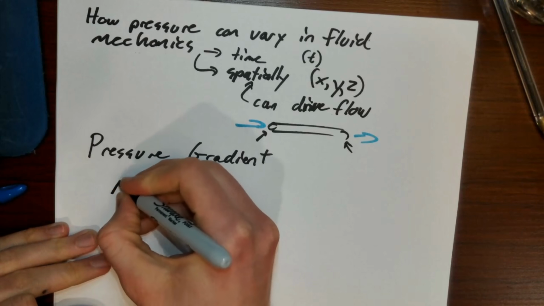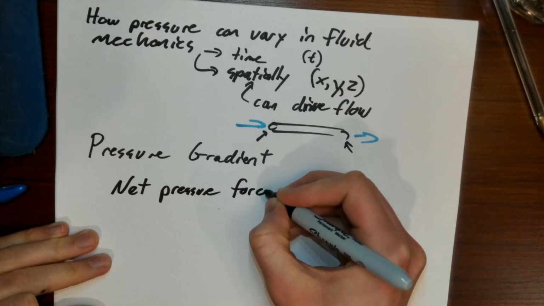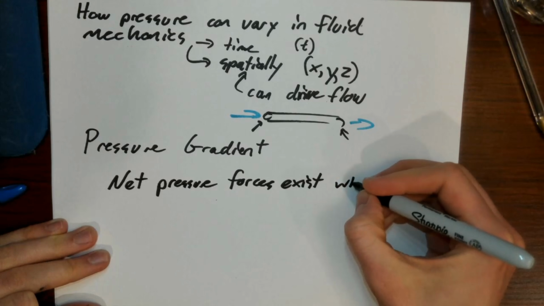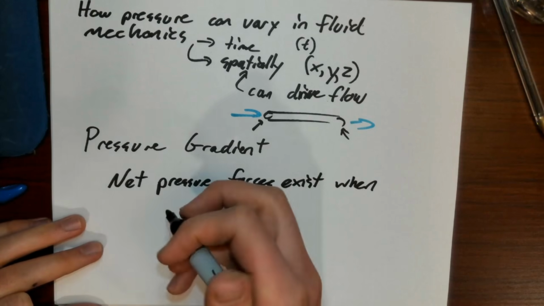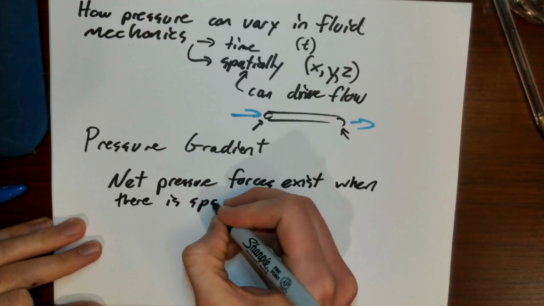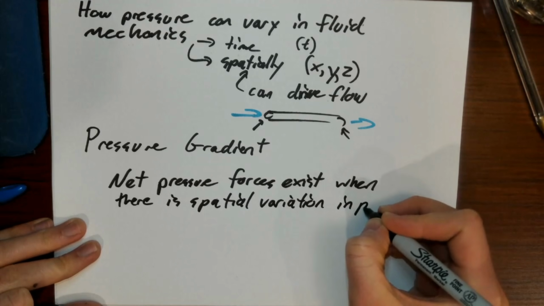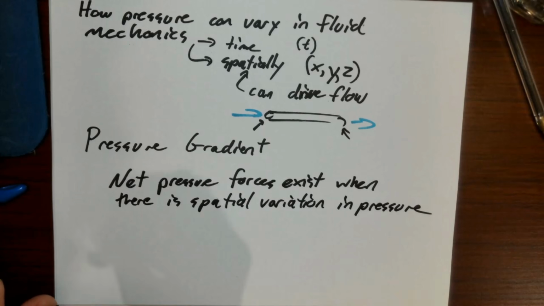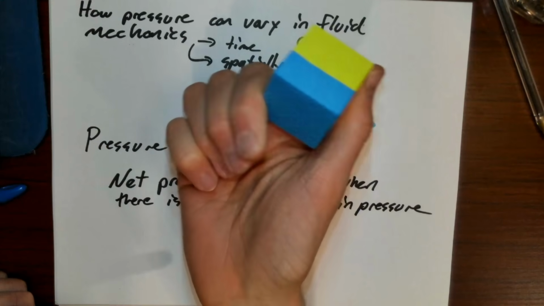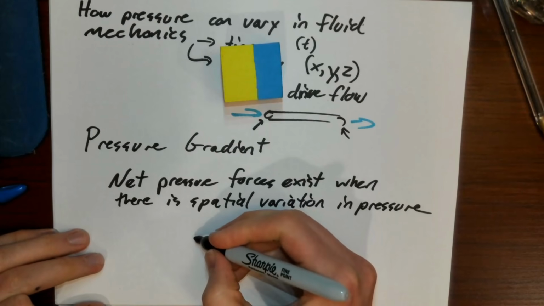Net pressure forces exist when there is spatial variation in pressure. So what do I mean by that? Let's imagine I have a block, and you could just imagine that this is a chunk of fluid. Something like that. So let's say I have this little chunk of fluid right here, and I'll try to draw a 3D version of it.